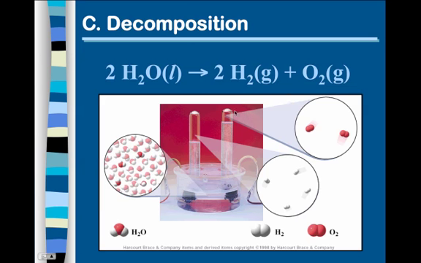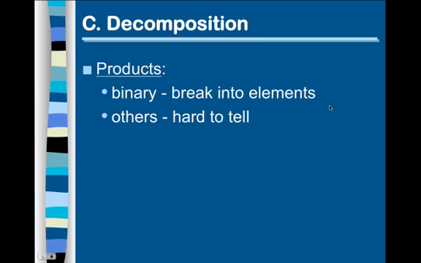This is what you see a lot of times in fuel efficiency gimmicks that they put on cars. They introduce hydrogen into the combustion to make it more efficient. Remember, from the video, hydrogen is very combustible. In a decomposition, if it's binary, meaning there's only two things in your reactant, then it breaks into the elements. There's only two things that it can break into. If it's not binary, if it's polyatomic, it's kind of hard to tell exactly what it is going to break down into.